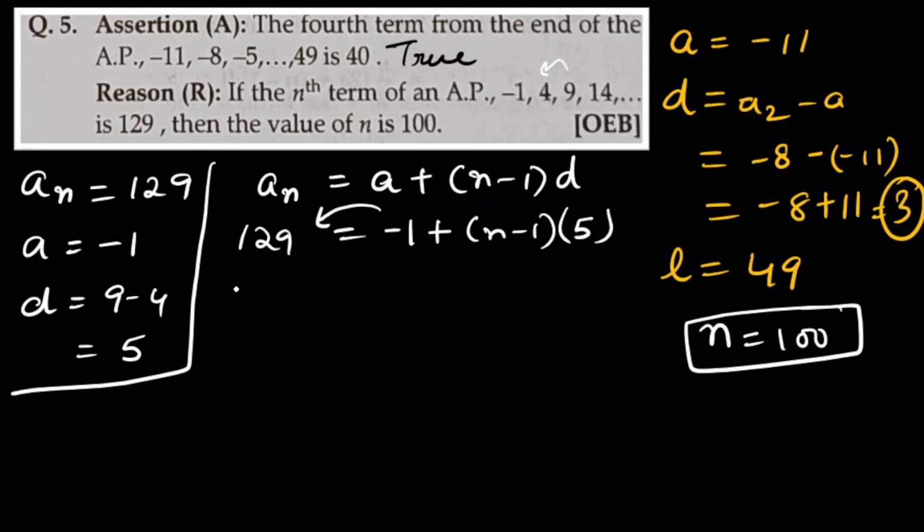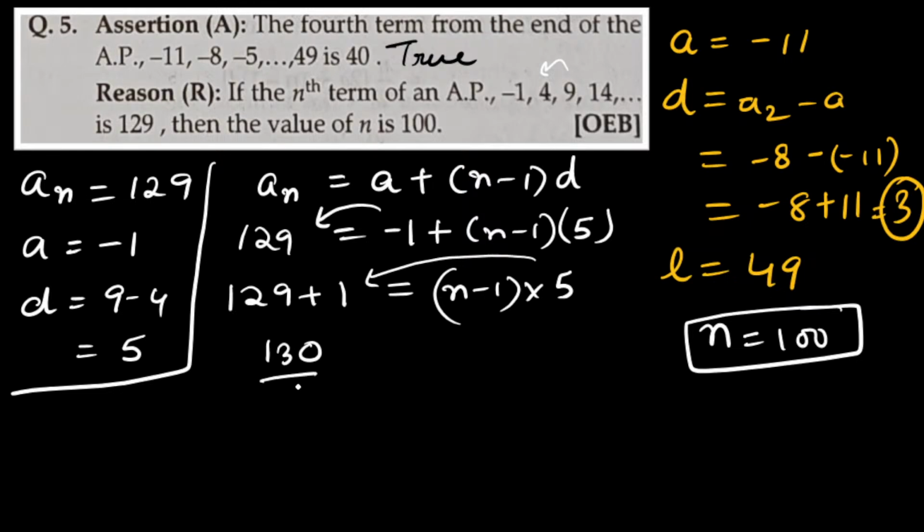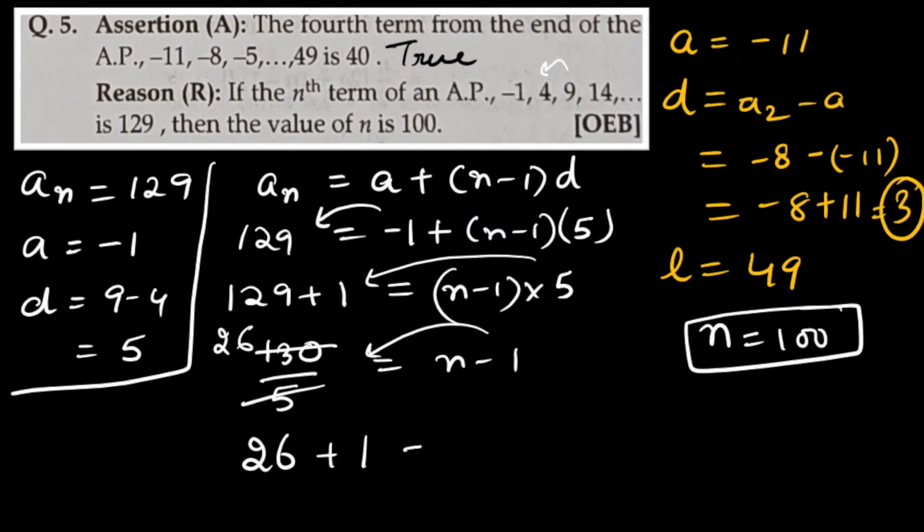First of all, let's shift A. 129 plus 4 is equal to n minus 1 into 5. So this is 133. Now let's shift 5 to the other side. 130 by 5 is equal to n minus 1. If we divide this, this is 26. 26 here, it will be plus 1. If I shift minus 1 to the other side, n's value we are getting is equal to 27.